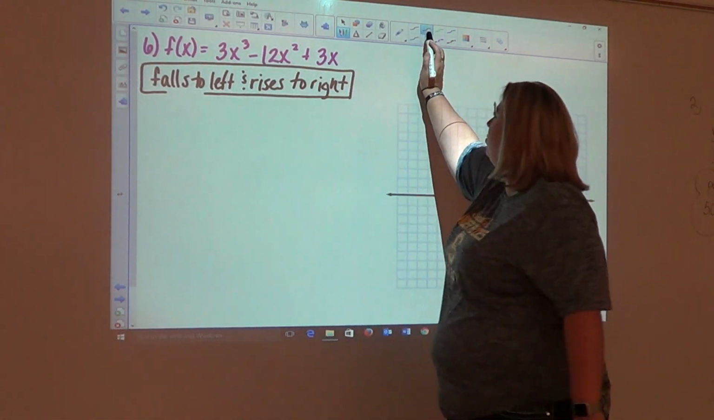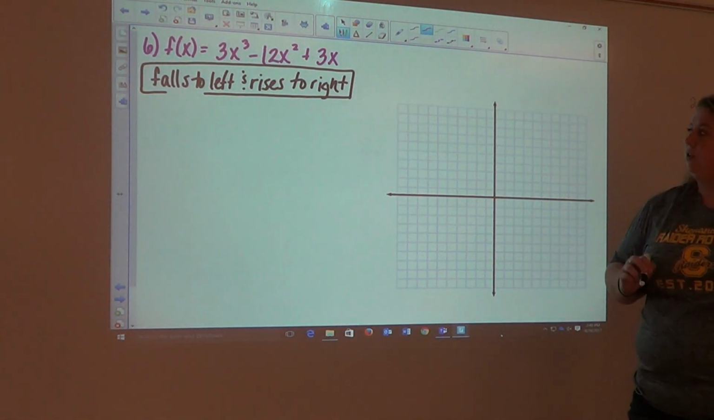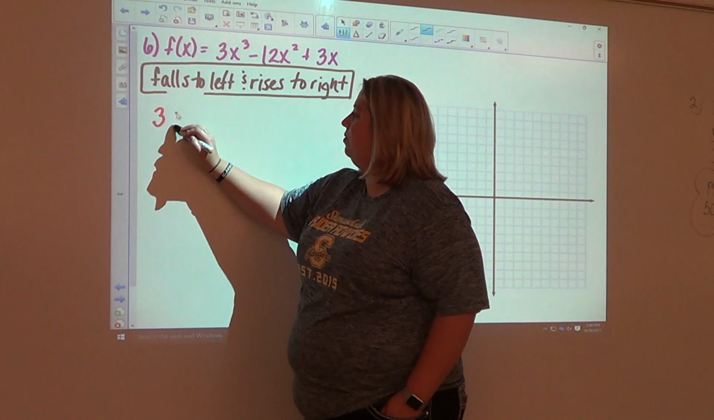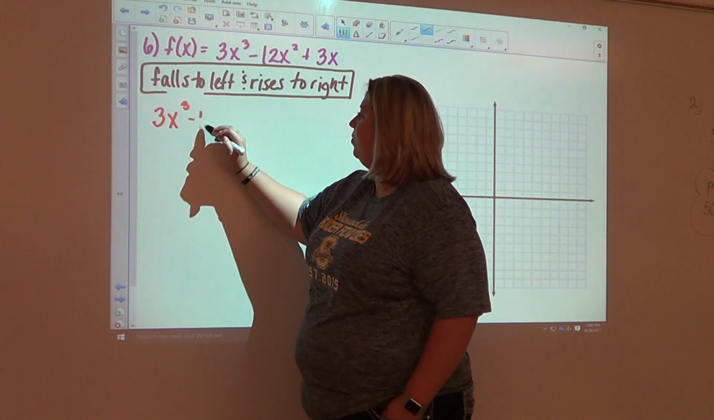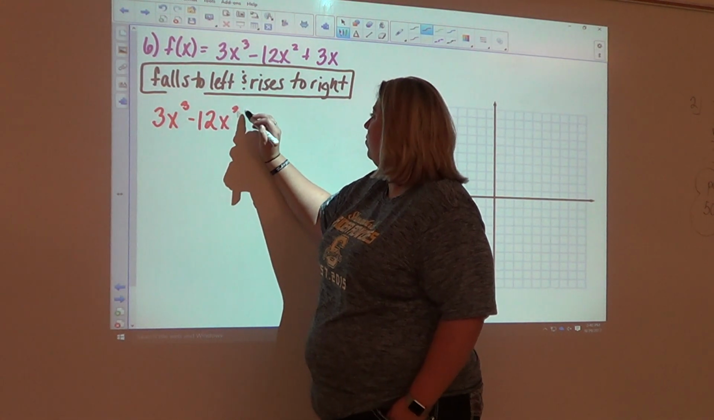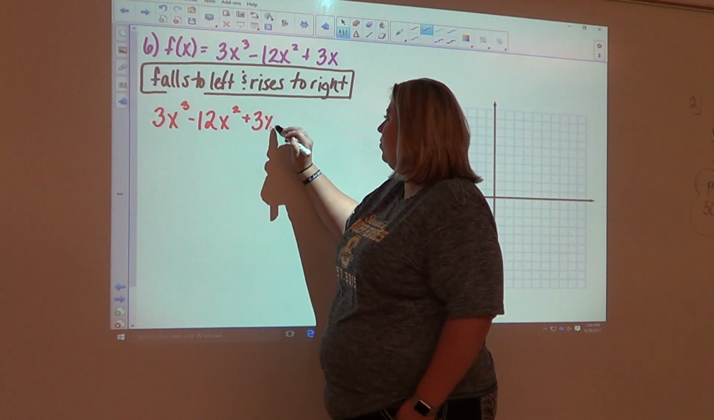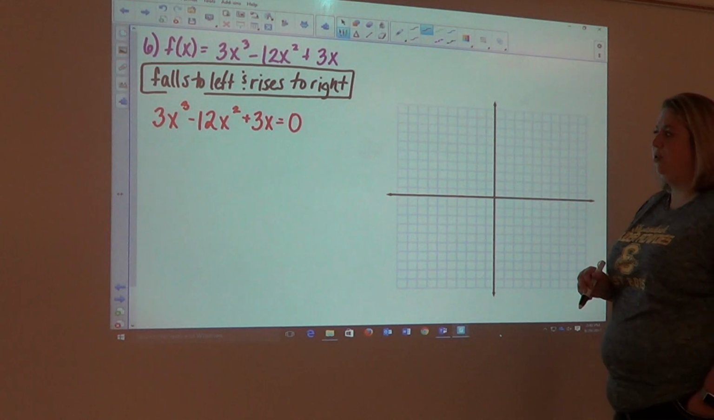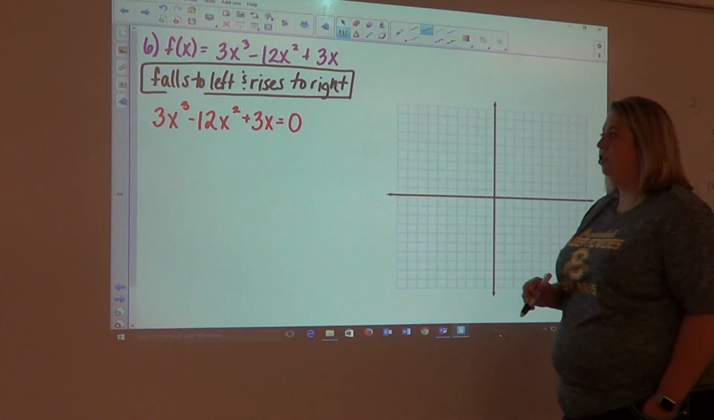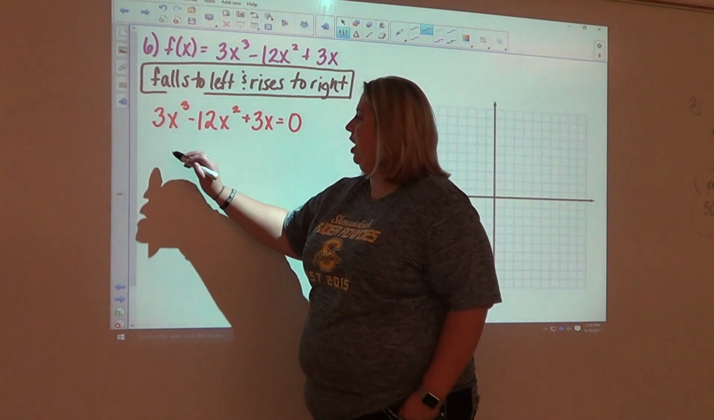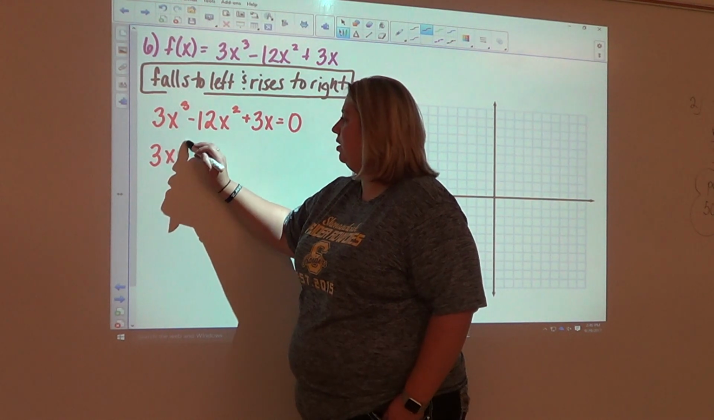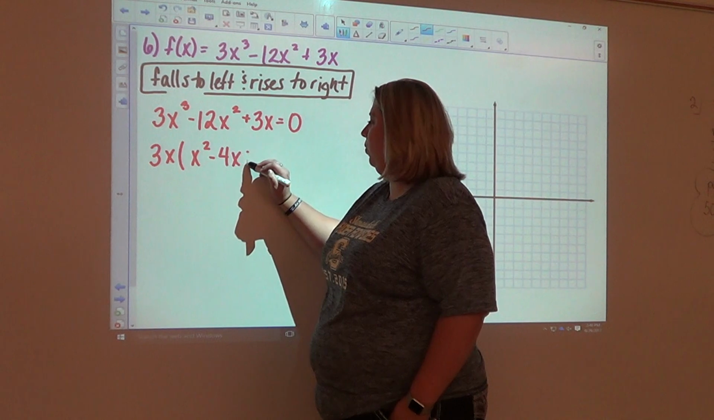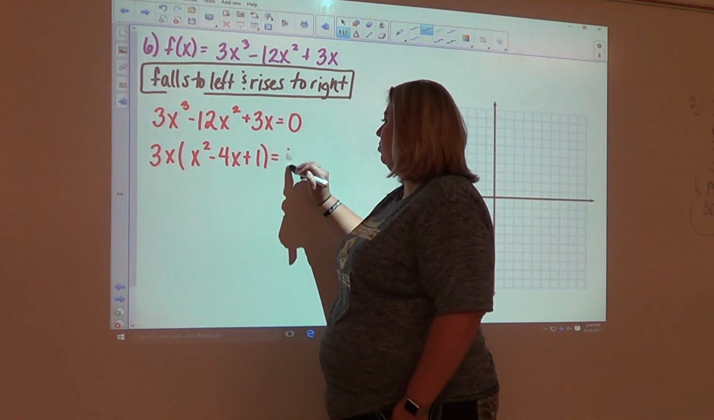Okay, so the next thing we have to do is find the zeros. I'm going to set it equal to 0. So the first thing I would do is factor out the GCF. They all have a 3x in common. We come up with x squared minus 4x plus 1.